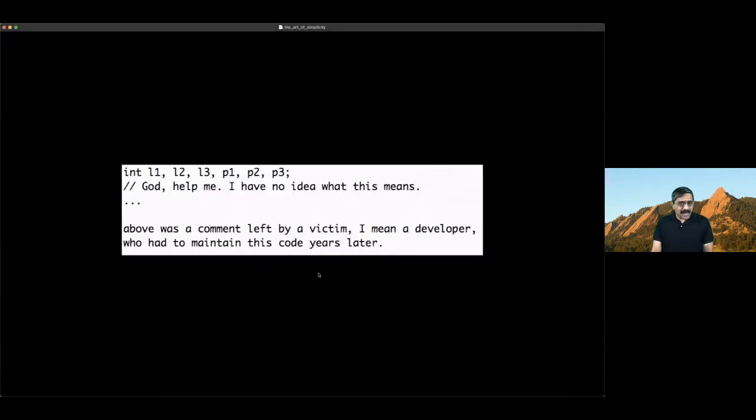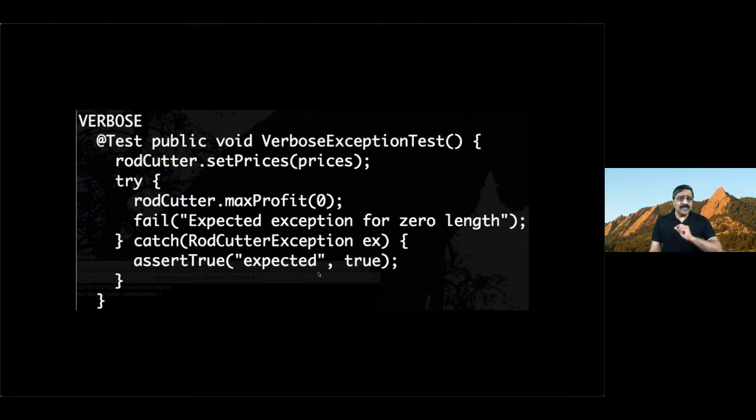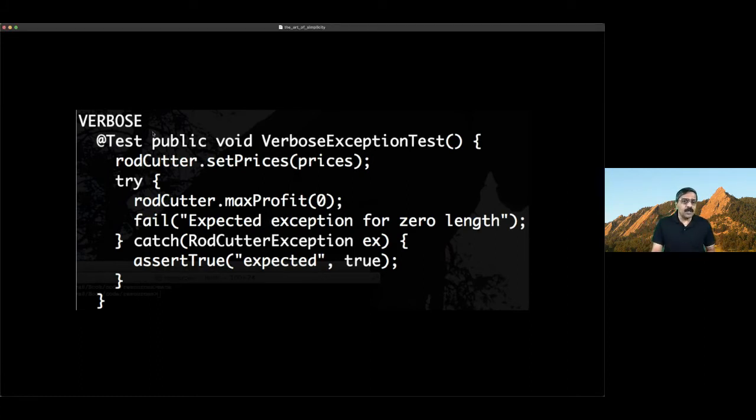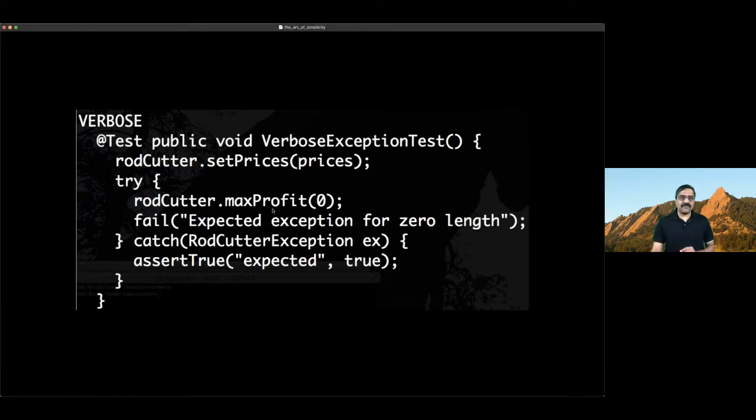So look at some examples of this. When you look at this code right there, this is an example of a verbose piece of test. We all have written something like this, isn't it? You have a rod cutter set price, then you have a try, when you have a max profit, you have a fail, you have a catch, you have an assert. What are we trying to do in this test? We are trying to tell that the max profit should throw an exception.